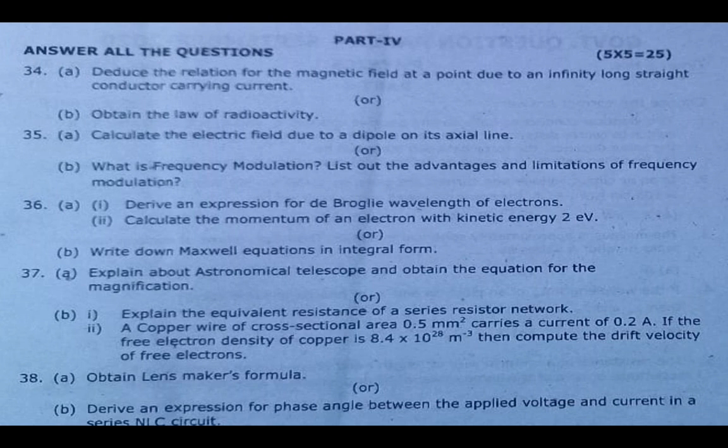And second, a copper wire of cross-sectional area 0.5 millimeter square carries a current of 0.2 ampere. If the free electron density of copper is 8.4 into 10 power 28 m power minus 3, then compute the drift velocity of free electrons.